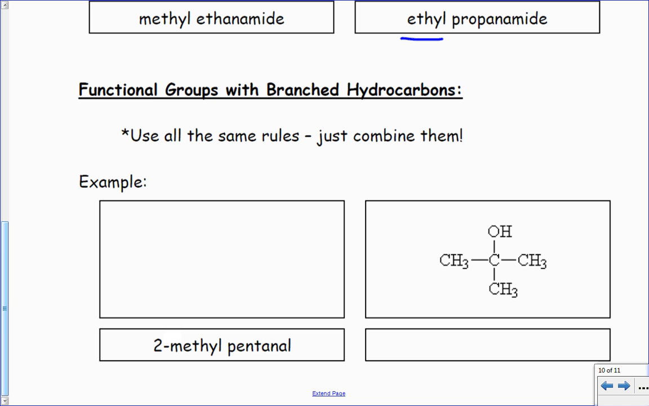Functional groups with branched hydrocarbons. So basically, there's a pentanal, and on the second carbon, I'm going to put a methyl. So let's start with how we talk our way through this. Pent is, of course, 5 carbons. 1, 2, 3, 4, 5. Go to reference table R. I'm going to look on the right-hand side and see which one ends in AL. AL is an aldehyde. An aldehyde says there is a terminal H with a double bonded O.